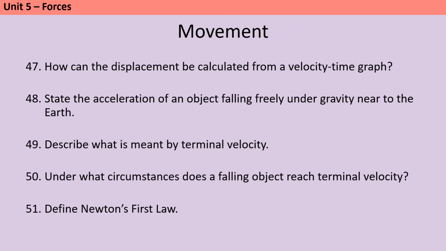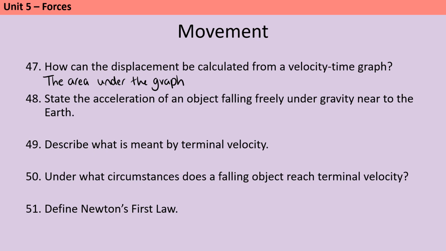When looking at a VT graph, the area under the graph represents the displacement of the object. So if an object is moving at a constant velocity and we have a horizontal graph, then in that case you could use the area of a rectangle to work it out. Or if it's accelerating at a constant acceleration and so we have a diagonal graph, then you could use the area of a triangle to work it out.